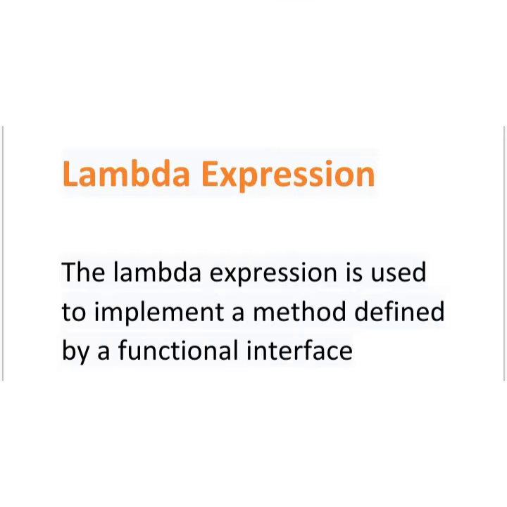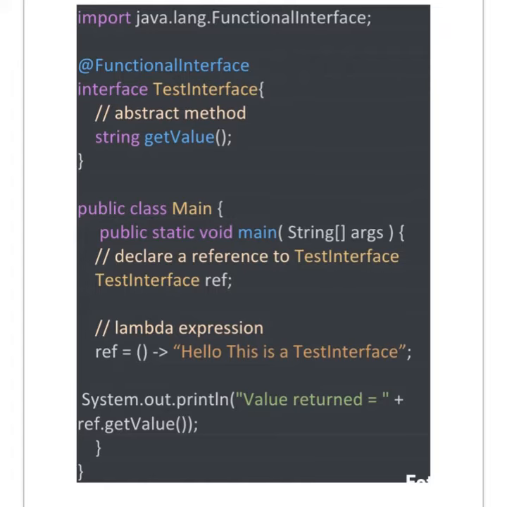Lambda expression is used to implement a method defined by a functional interface. Let's understand it with an example. Here we have defined test interface as a functional interface with getValue method. This is a single abstract method in test interface.